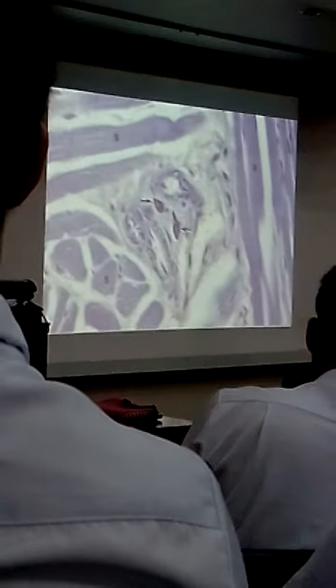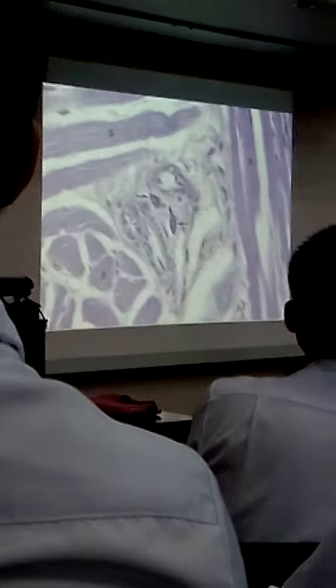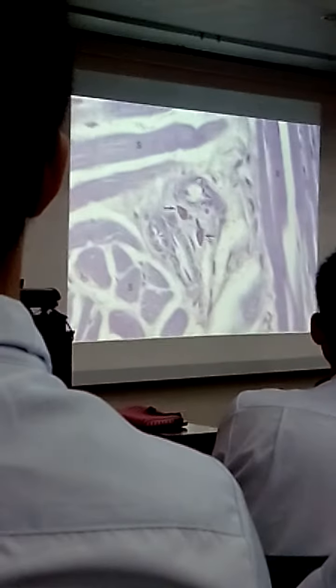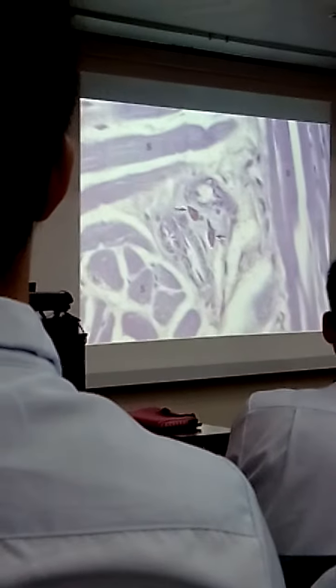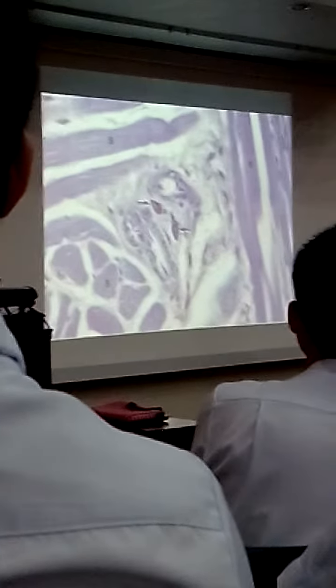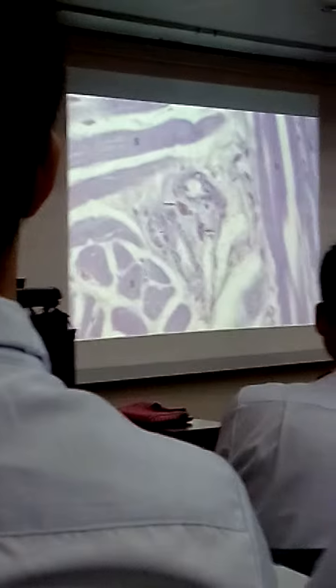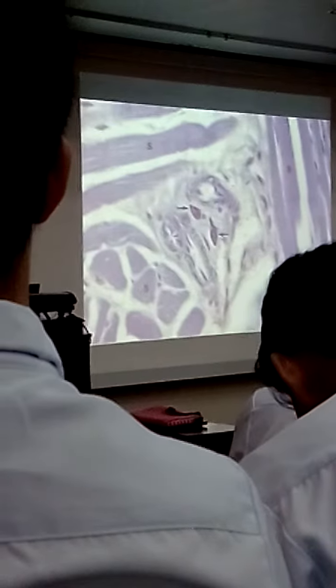So these are the mast cells. This was actually taken from the tongue. You can know that this is the tongue because of the various orientations of the skeletal muscles. And the one being pointed out by the arrow is actually the mast cells in the connective tissue of the tongue. This is a more close-up view.